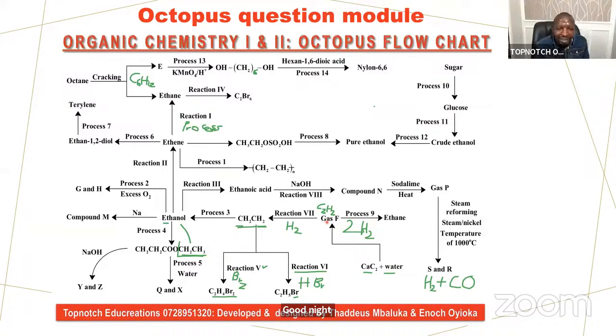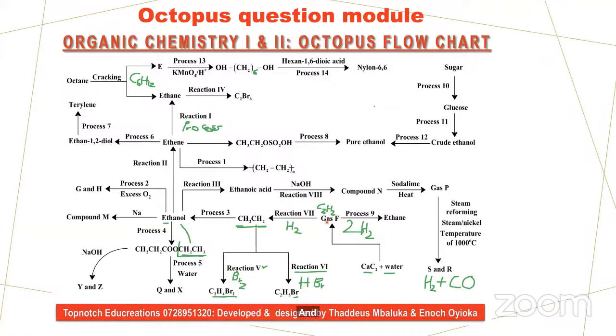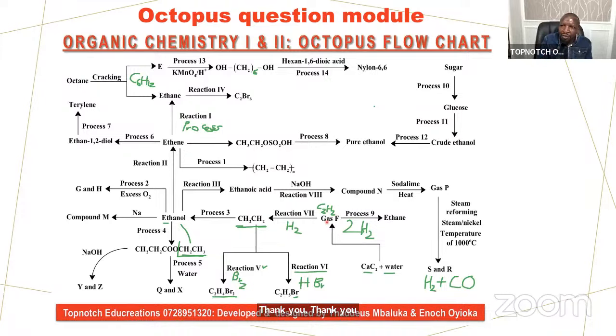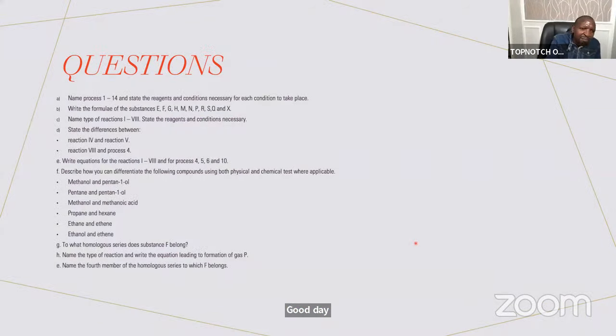Listen, the fourth member is pentyne because the first member is ethyne. Second is propyne. Third is butyne. Fourth is pentyne. That is the trick that most of you don't get. You can screenshot those answers. I think we have already passed through them.